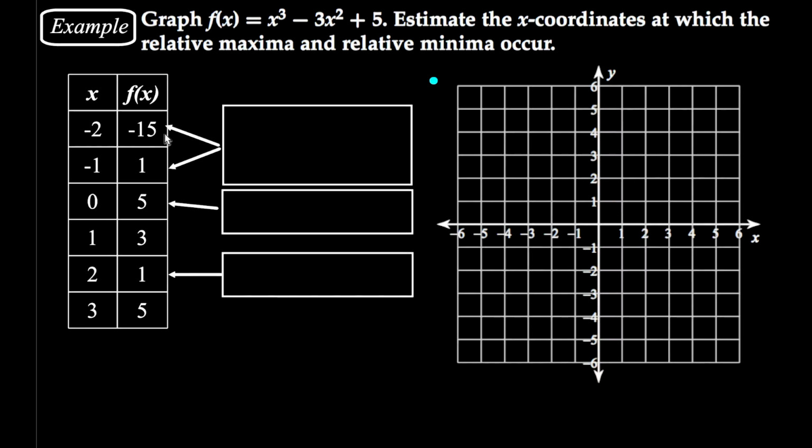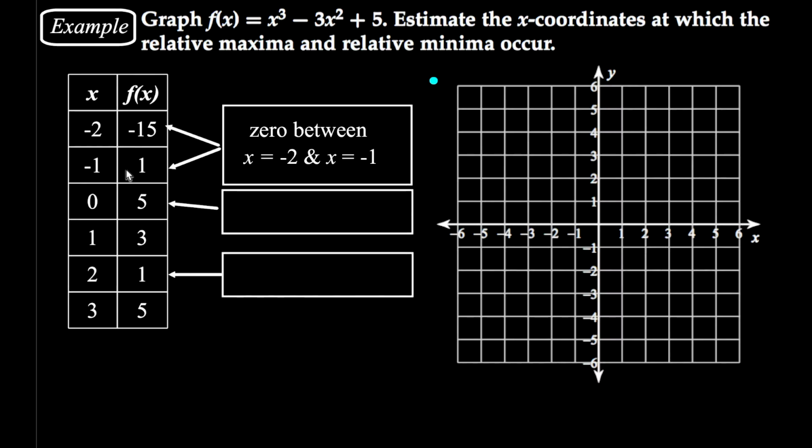Now when you look at what's going on here between x equals -1 and x equals -2, we went from a negative value to a positive value, so we know this thing crosses the x-axis. So that tells us there's a real zero there. So somewhere between -2 and -1 we have a real zero, and it looks like it's closer to -1 because 1 is closer to 0 than -15 is. So it's very close to -1.